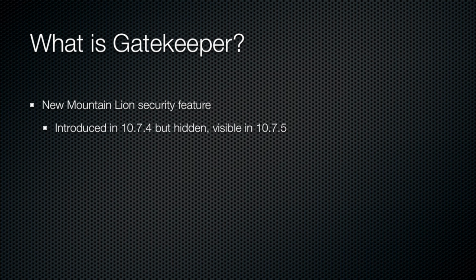Gatekeeper is a rare example of Apple retroactively introducing a feature to a prior operating system. It was first introduced in 10.7.4 but was a hidden feature, solely there for developers to test with. With the release of 10.7.5, it is now visible and works the same as Mountain Lion.